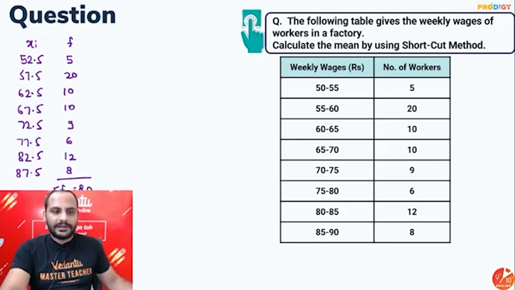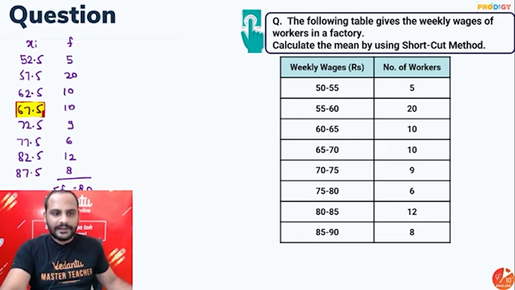Let's assume a mean. Middle value: 1, 2, 3, 4, 5, 6, 7, 8. 8 rows, so there are 2 values in the middle. You can choose any one. Let's say I choose this as my assumed mean. 67.5 is my assumed mean.